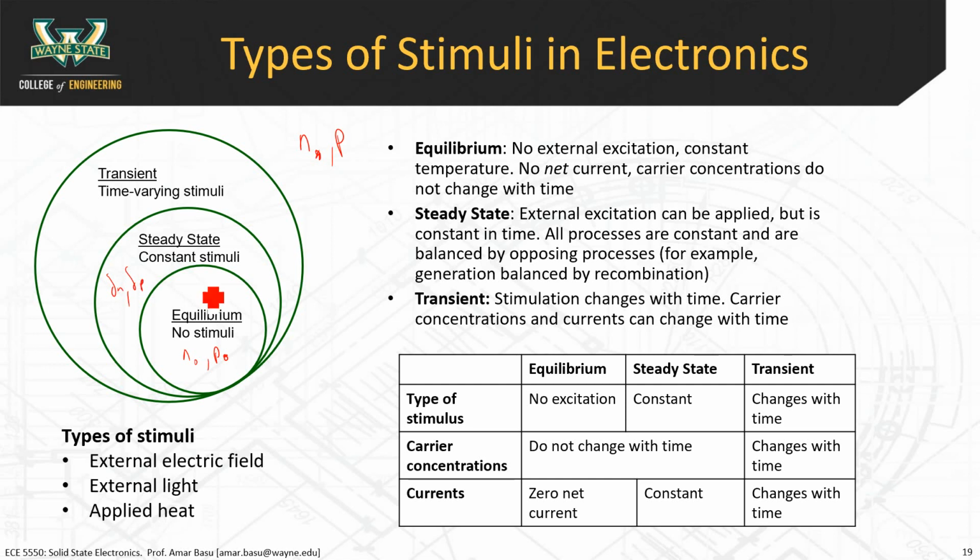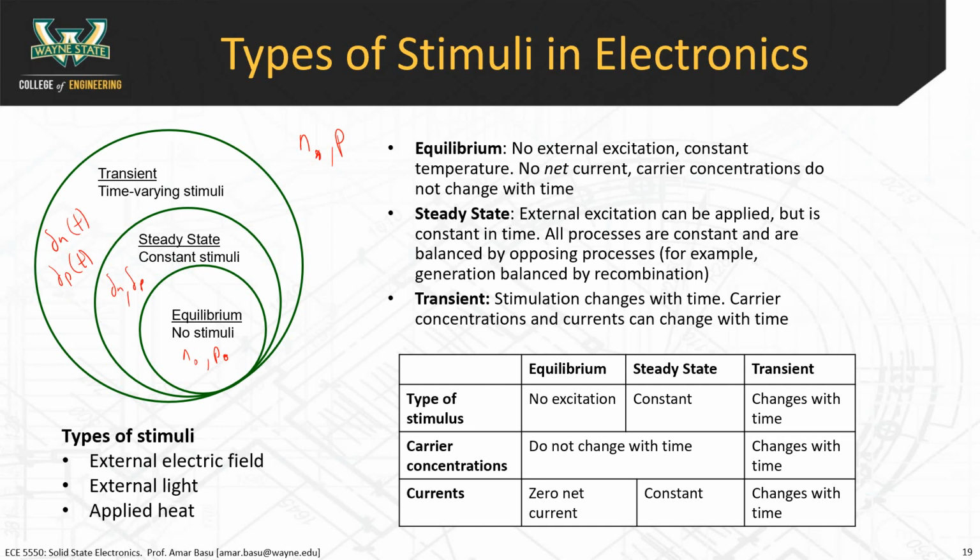In the case of a constant stimulus, sigma n and sigma p are constant, because a constant stimulus generates a constant excess of electrons and holes. In the transient case, we also have sigma n, but now it's a function of time, so the carrier concentrations are going to vary with time. Sigma stands for the excess electrons and excess holes. We'll go over more of that later, but just so you know, there are these three types of stimulus.